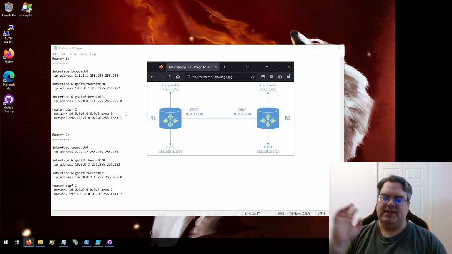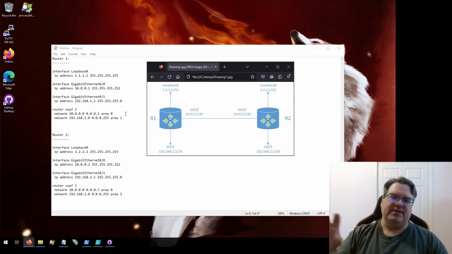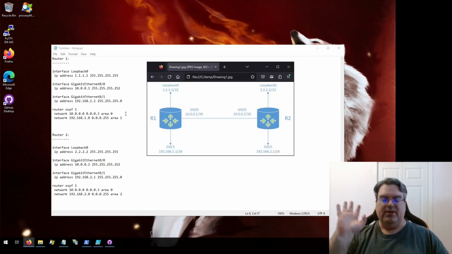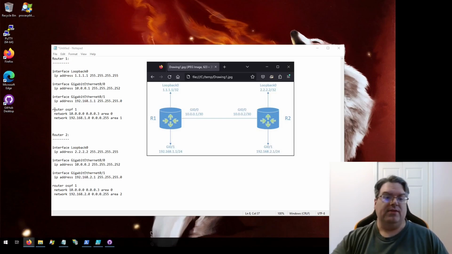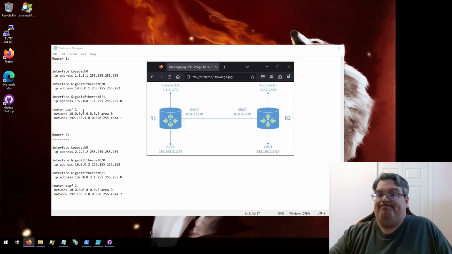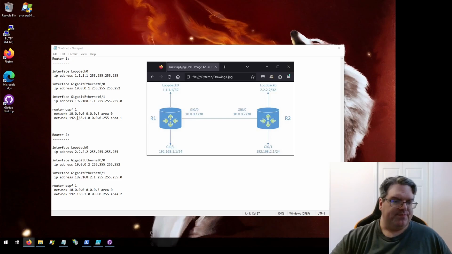If you want a separate OSPF process over here and a separate one over here, each processing different areas and different whatever, you can do it. The 1 is not important here. It's just the process ID for OSPF. And 1 is a typical number to use.